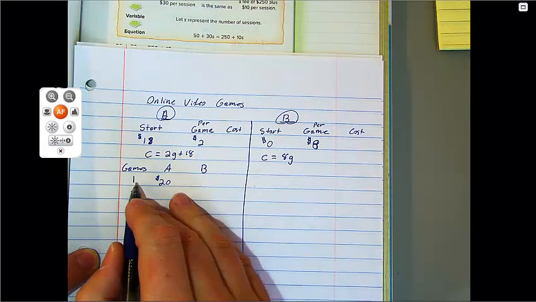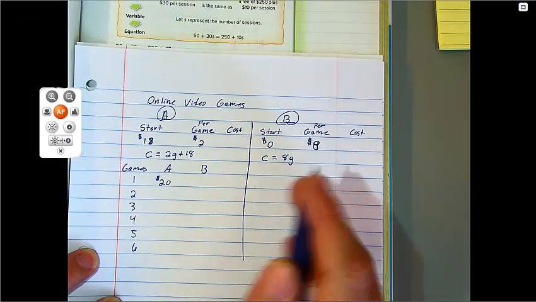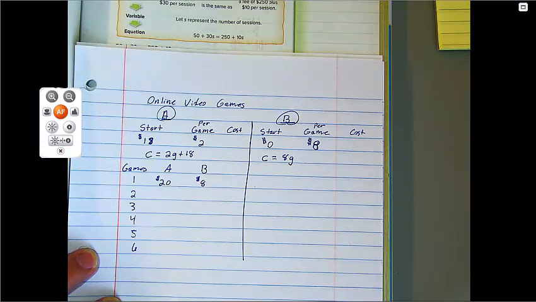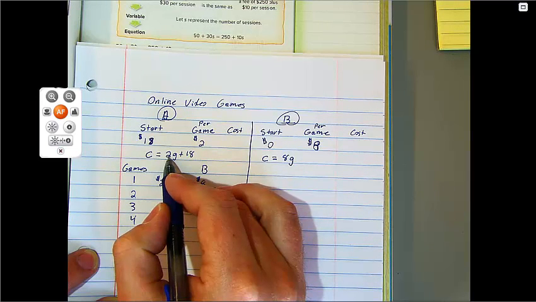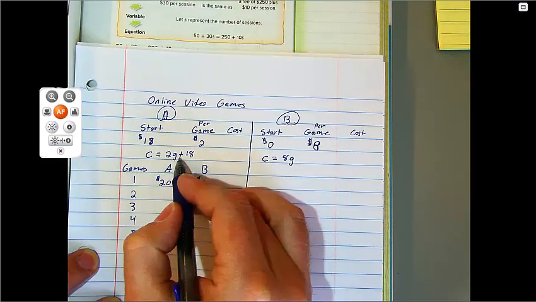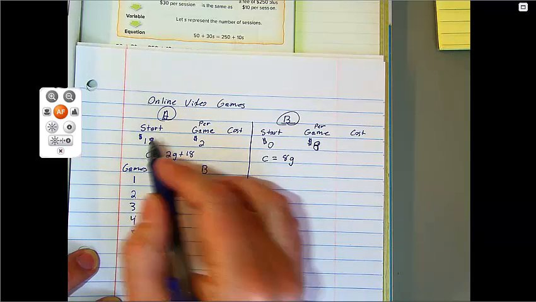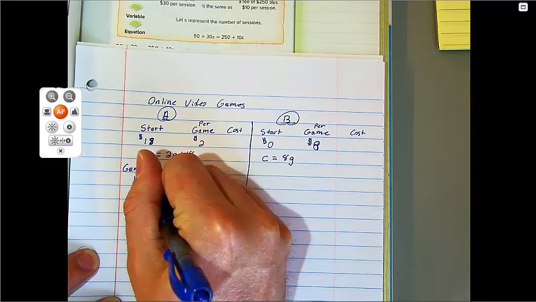So for 1 game for company B, I'm going to use that equation. 8 times 1 is simply $8. So here, company B is winning. Now what if I want to play 2 different games that month? Rent them for the month. Well, company A is going to be $2 per game times 2 games. 2 times 2 is 4, plus the $18 startup fee. 4 plus 18, that's going to cost me $22.